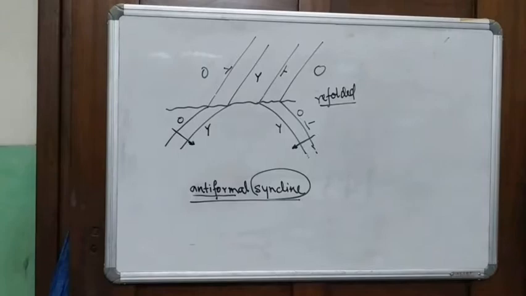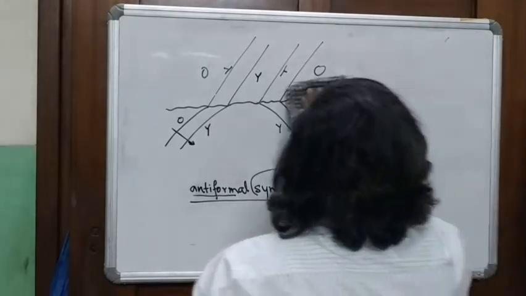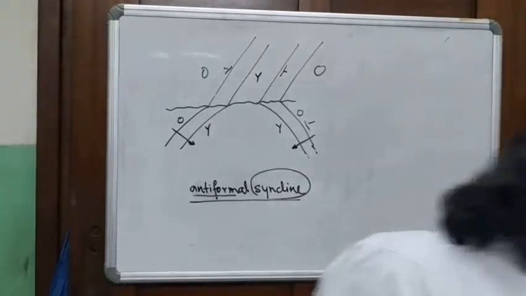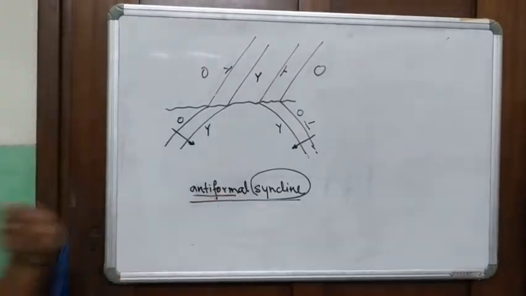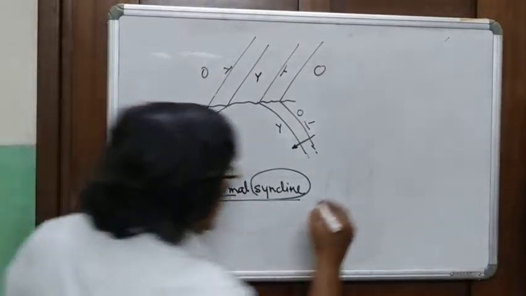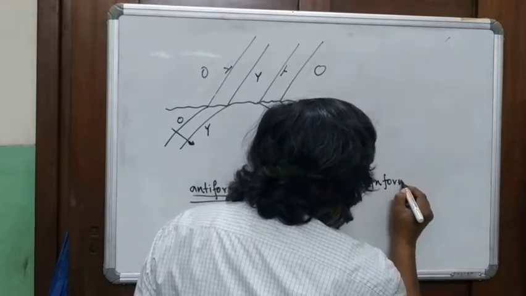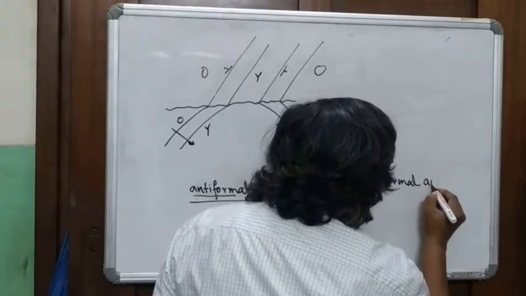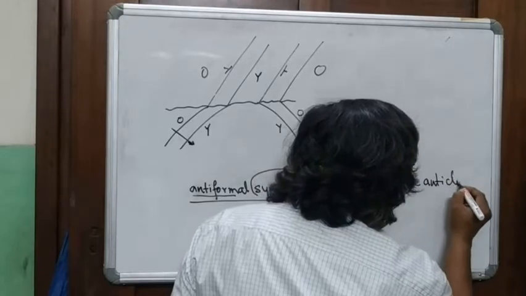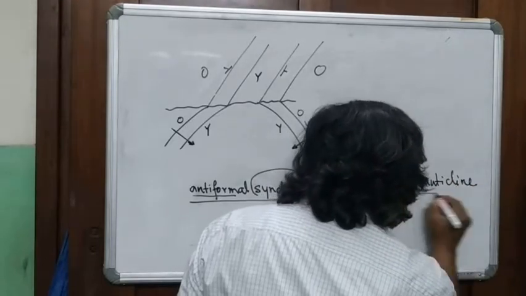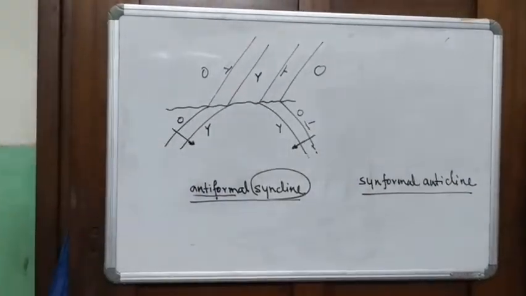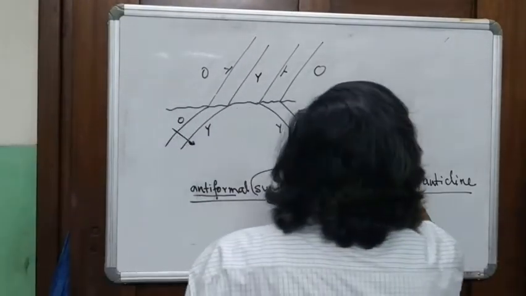Okay. So now you can well imagine, if there is something like an antiformal syncline, you will have a synformal anticline as well. A synformal anticline as well. Now let's see how this works.